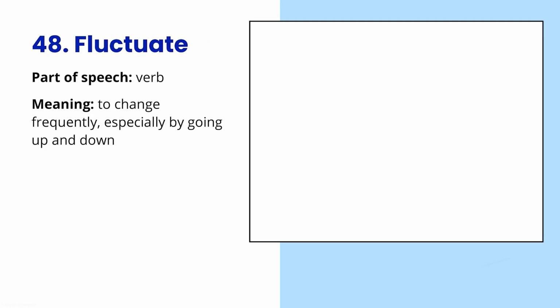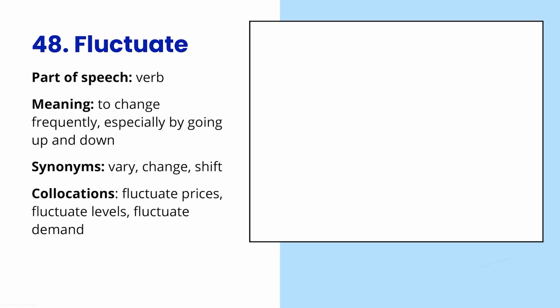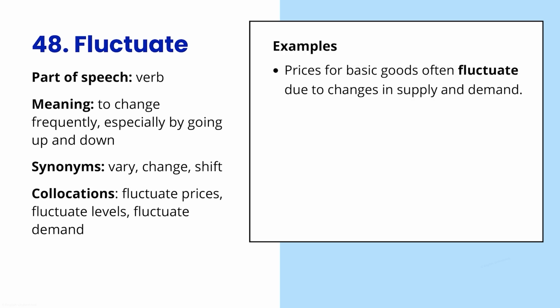Moving on to 48, fluctuate. Fluctuate is a verb, and it means to change frequently, especially by going up and down. Synonyms: vary, change, shift. Collocations: fluctuate prices. So this means prices are going up and down, they're changing frequently. Fluctuate levels, same thing. Fluctuate demand, same thing. So it means the demand is going up and down, it's changing frequently.